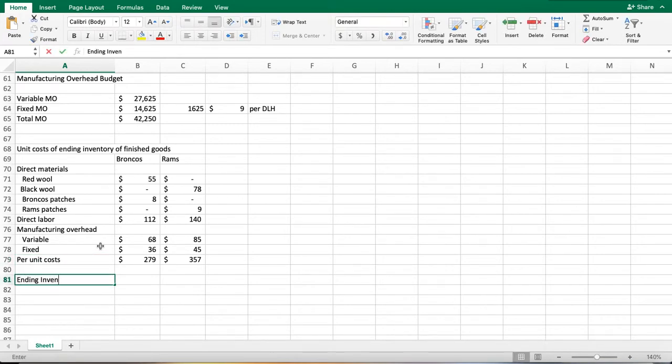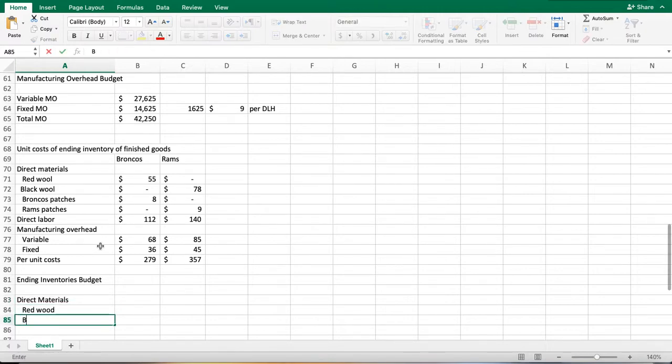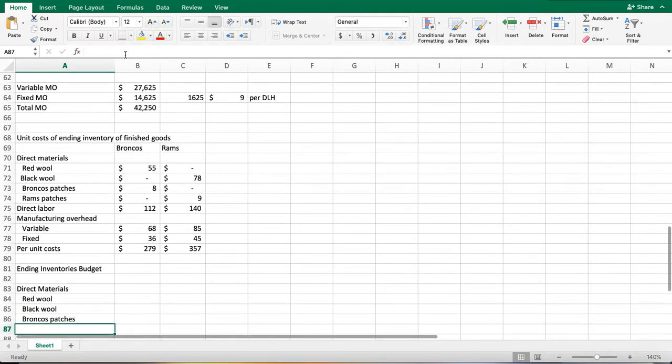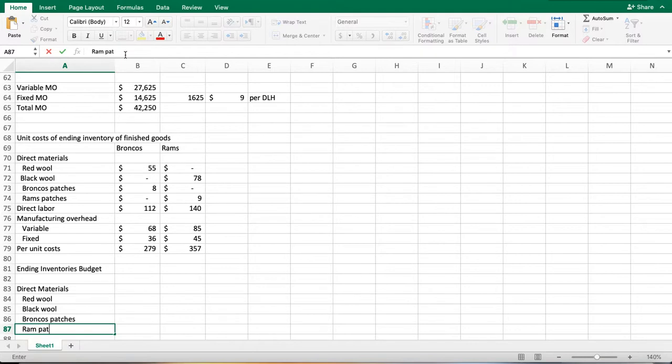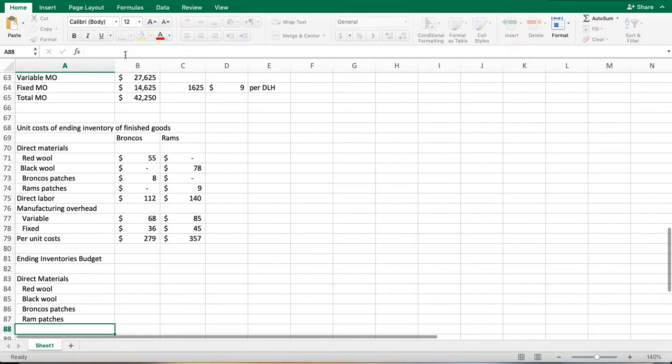So then to do our ending inventories budget, we're going to do this, and then we're going to do our cost of goods sold, and then we're going to be done with this problem. We have direct materials, we have red wool, we have black wool, not wood, wool. We have Broncos patches. We have Rams patches. This is just items we have in our ending direct materials inventory. That's what we're referring to here.